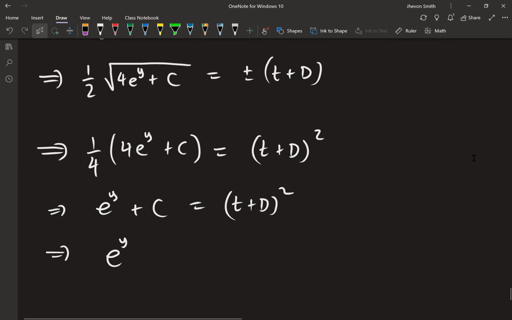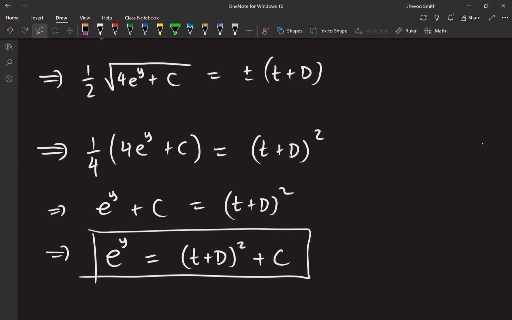Yeah, I just got it, Roberto. Yeah. E to the y. And so now you just add the c to both sides. You have t plus d squared plus c. So I believe this was problem 47 in section 2.9, and that's how they have the solution written. And that's how you got to it.